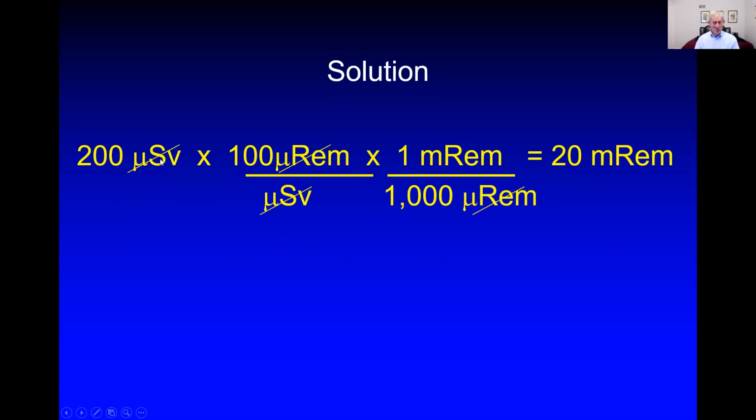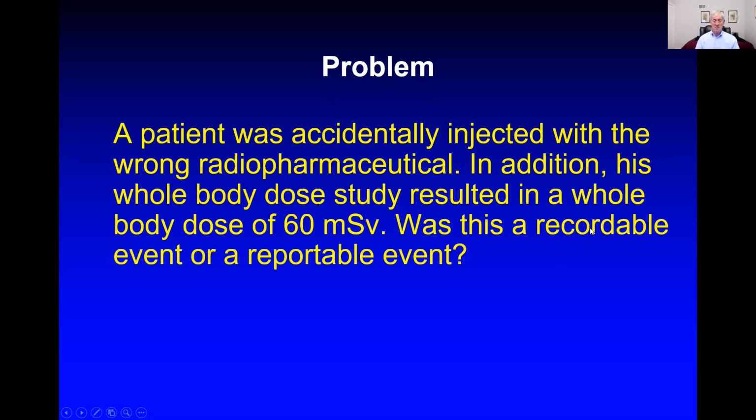We took the 200 microsieverts, multiplied it by, and we know that there's 100 microrems in a microsievert by definition. And then we convert the microrems to millirems. And there's your answer. Now, a patient was accidentally injected with the wrong radiopharmaceutical.